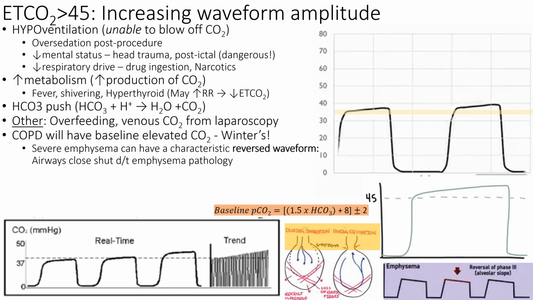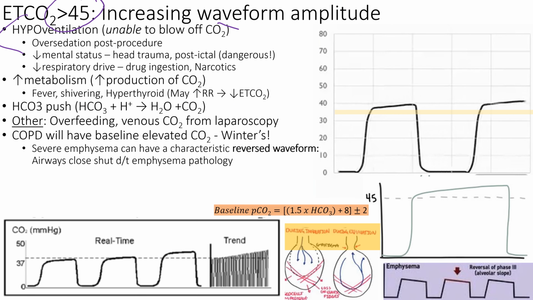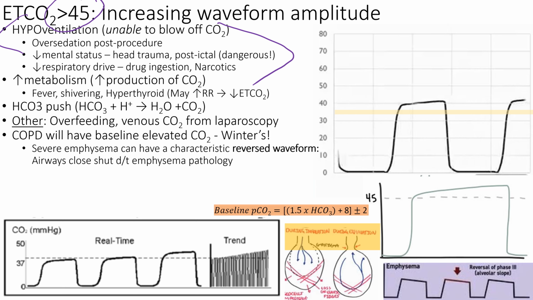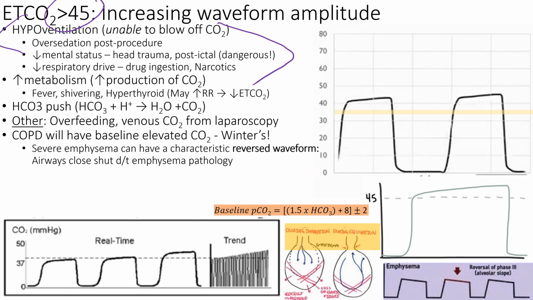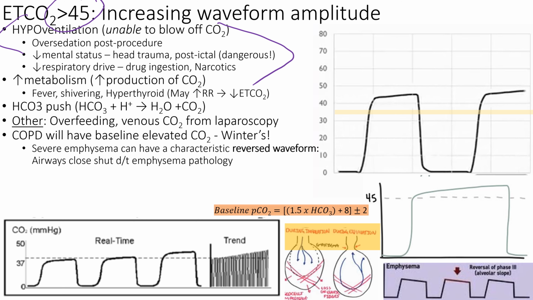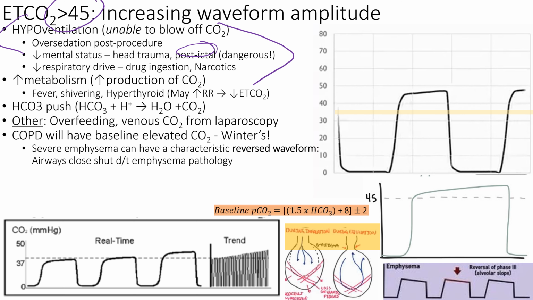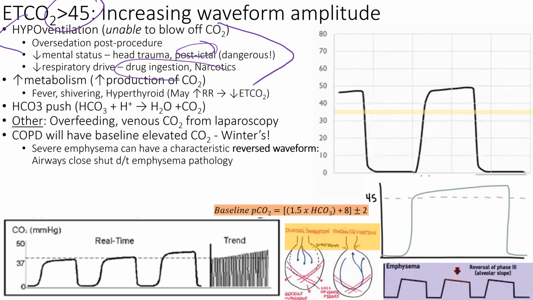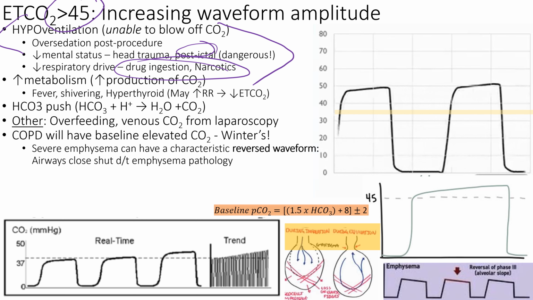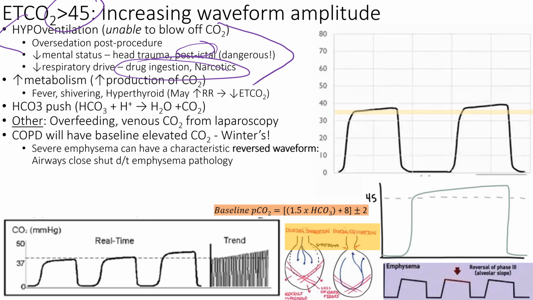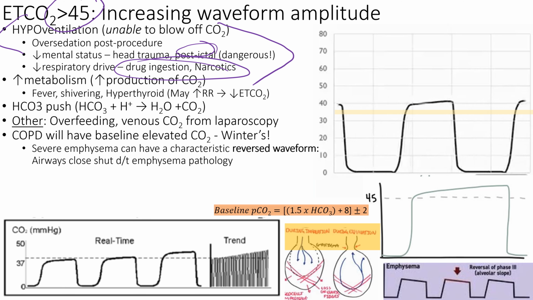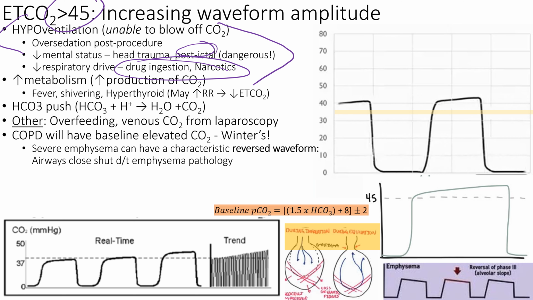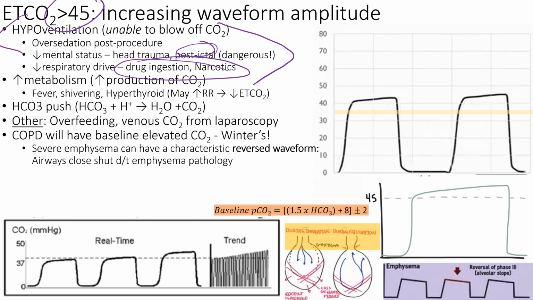Okay, so why would it be greater than 45? Most commonly, they're hypoventilating. They're not breathing fast. So they're over-sedated post-procedure. Their mental status is decreased. They either have a head trauma, post-ictal, a neuro patient due to respiratory drive being knocked out, or they ingested drugs, such as, what kind of drug might knock out the respiratory drive? Opiates. Yeah, opiates, fentanyl, or extra pain medications, or propofol via a licensed physician with no airway. That would do it as well.